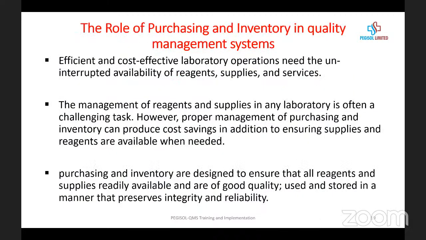So what is the role of purchase and inventory in the quality management system? One, it helps in efficient and cost-effective operations that is needed to bring about uninterrupted availability of reagents, supplies, and services. Because if there are no reagents, if there are no supplies, it will bring disruption in the operations.